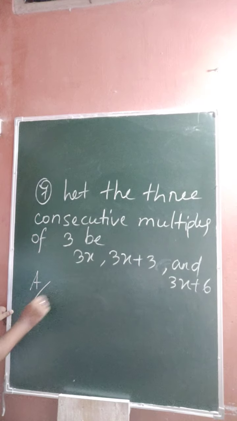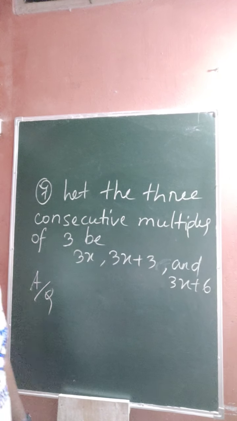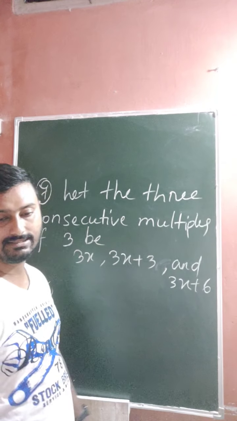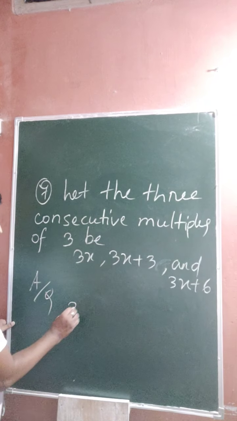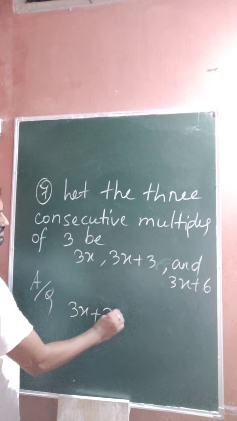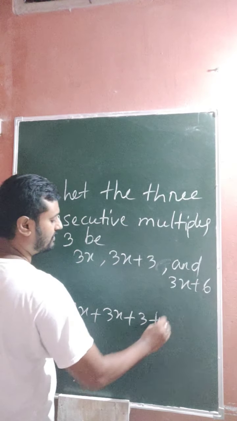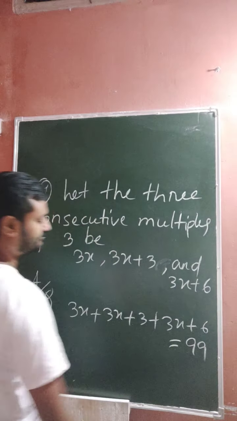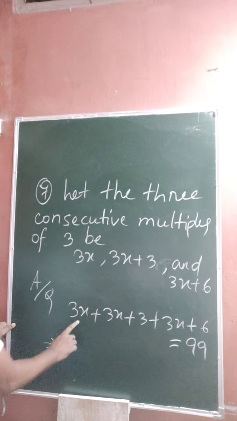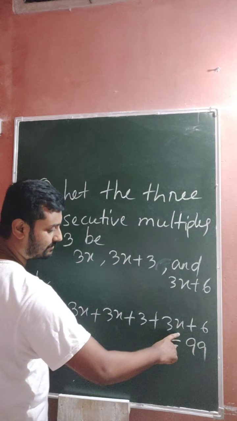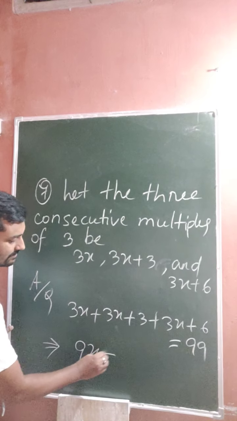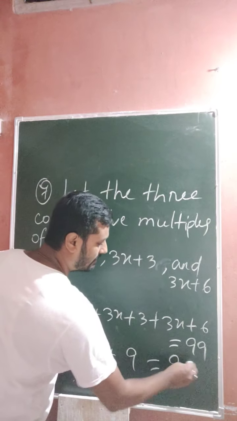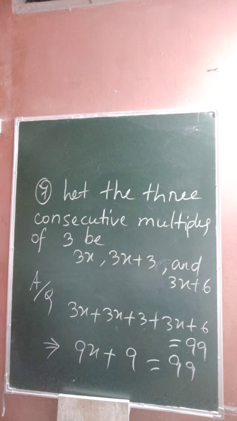So according to the question, it is given that the sum of the three consecutive multiples, that means the sum of these three numbers, is equal to 99. So 3x plus 3x plus 3 plus 3x plus 6 is 99. Okay, 3x plus 3x is 6x, plus 3x is 9x, plus this 3 plus 6 becomes 9, and 99 remains the same.